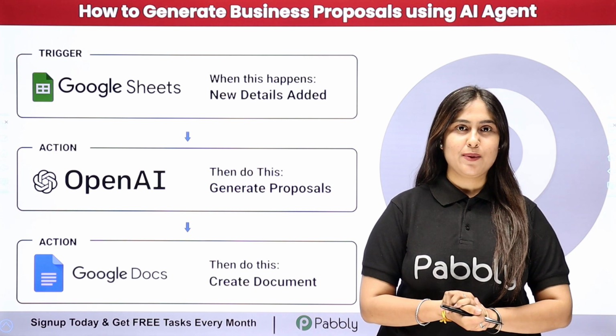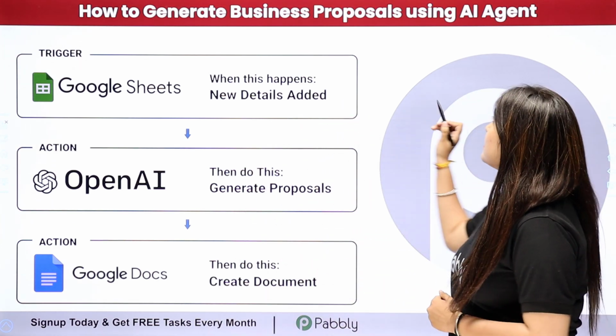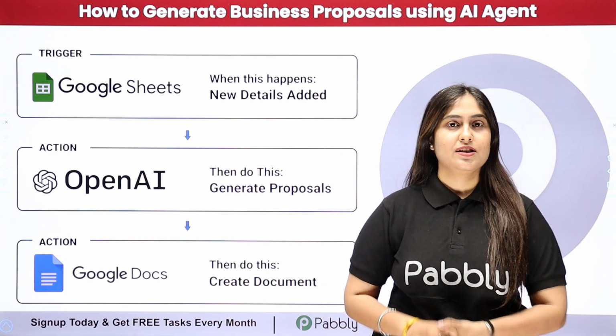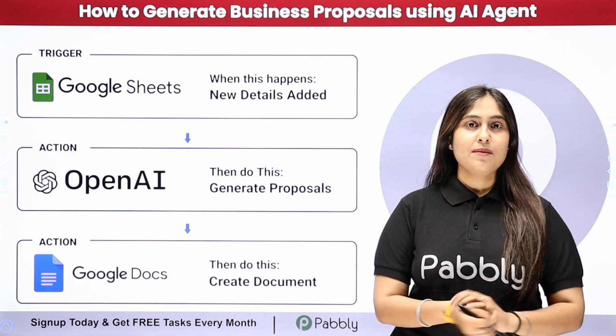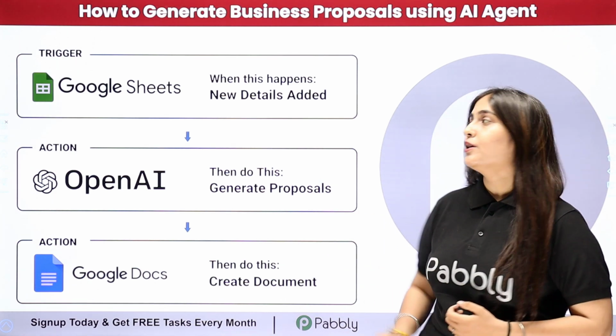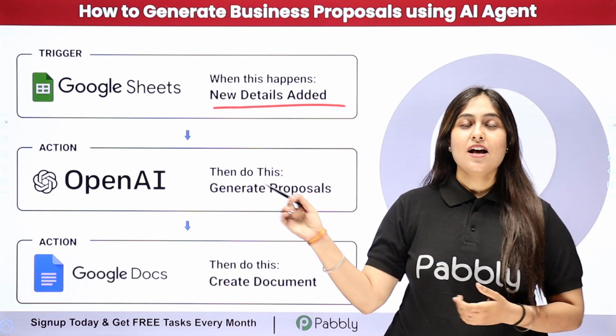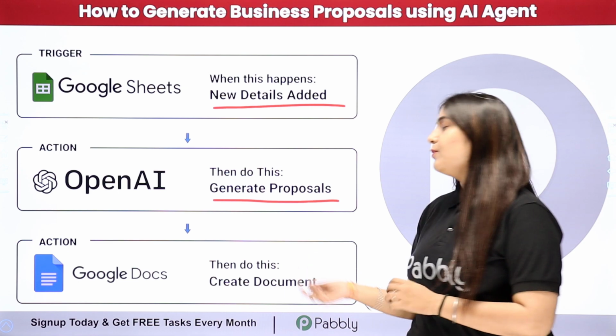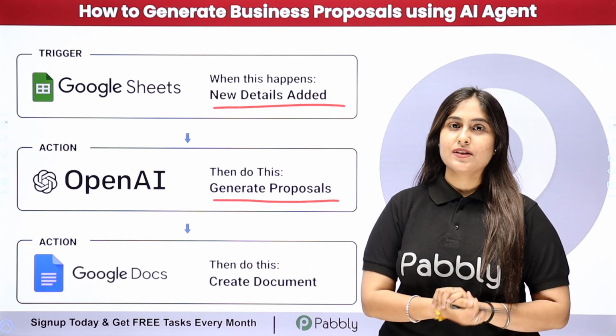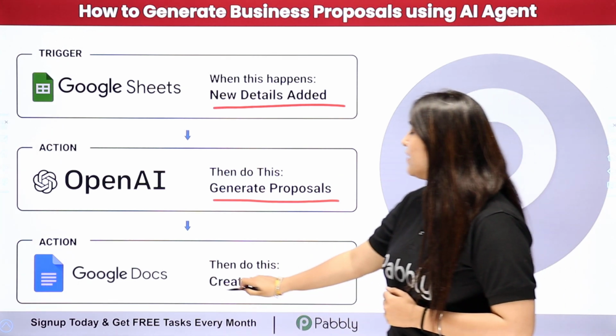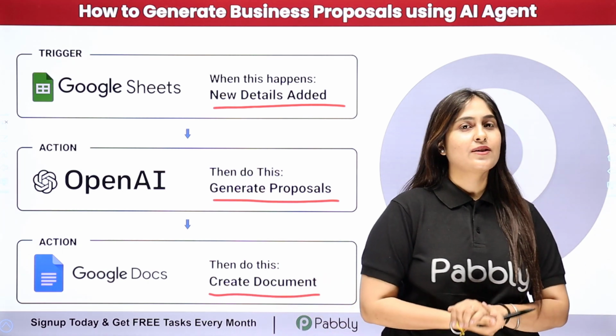In this video we are going to understand how to generate business proposals using an AI agent. As a business consulting firm, my objective is that whenever I add a new detail in my Google Sheets, then automatically, using the details, OpenAI should generate the business proposals, and after generating the proposals, automatically that should be saved as a new document in my Google Docs account.